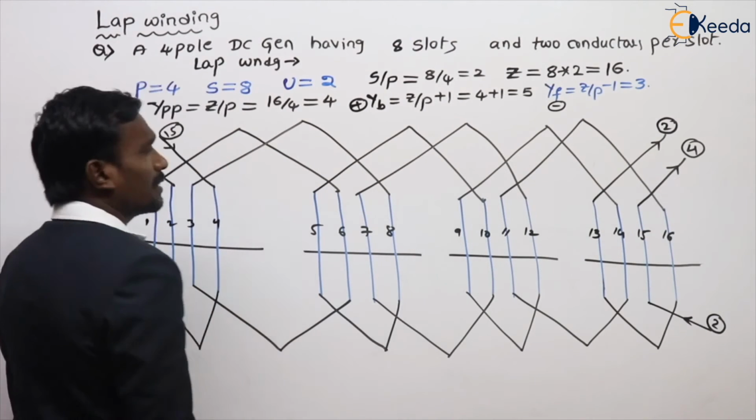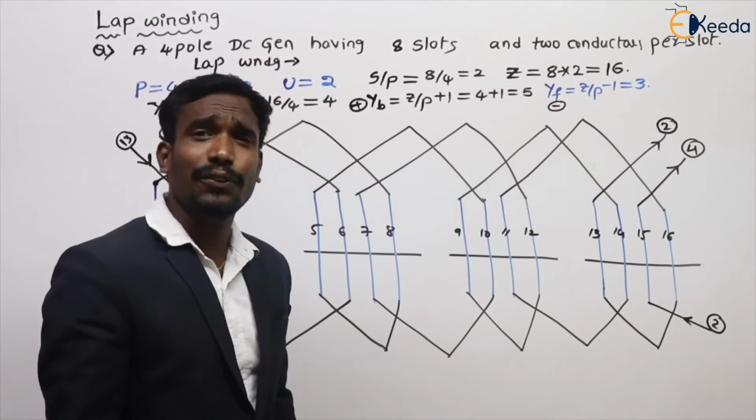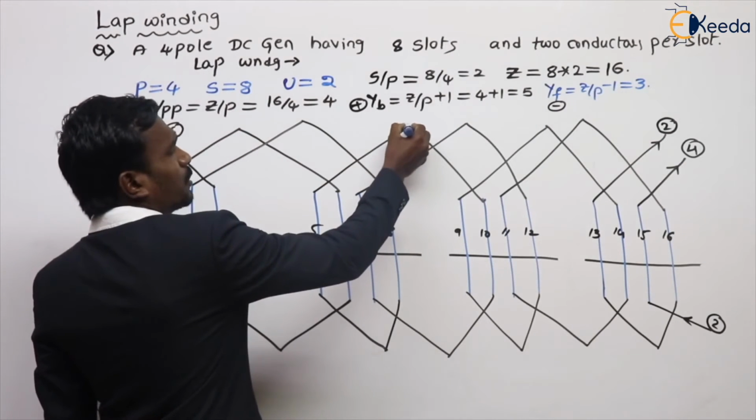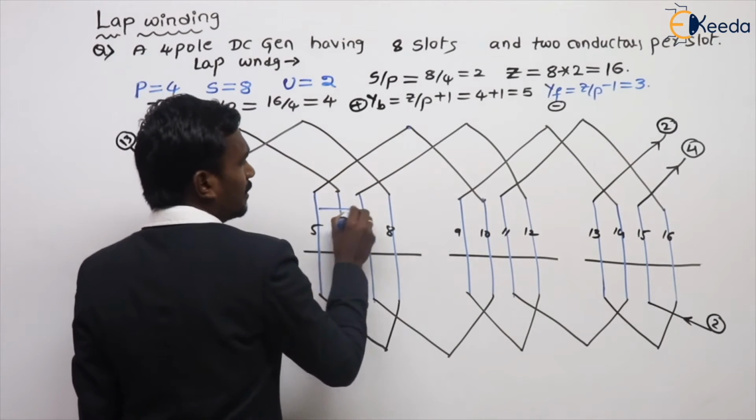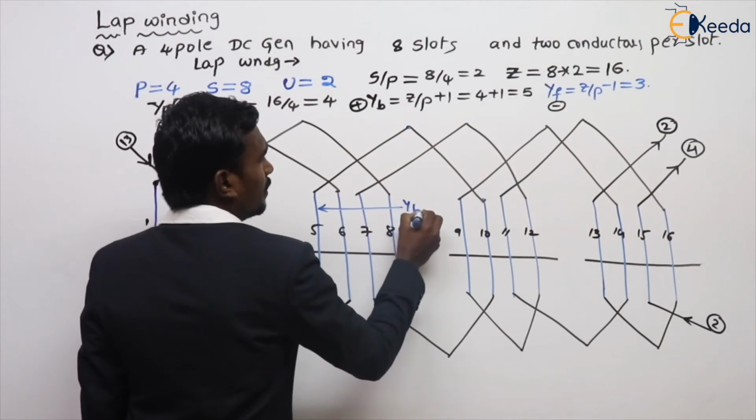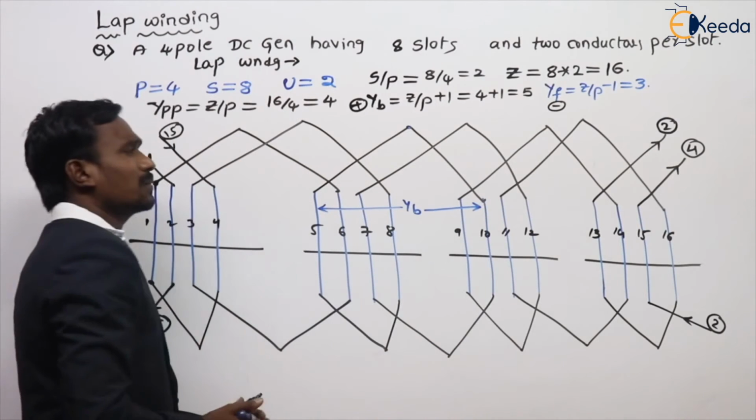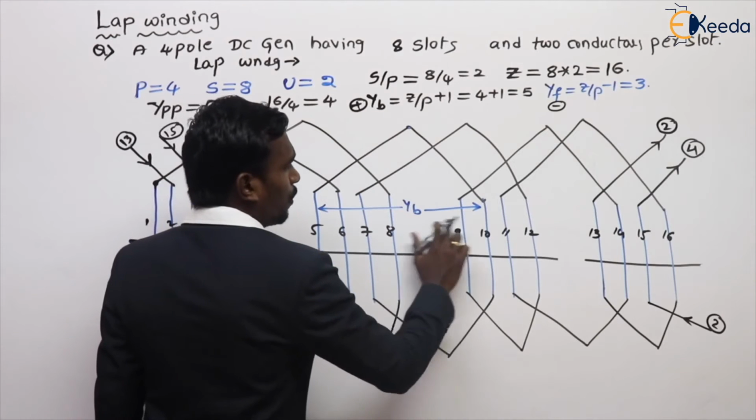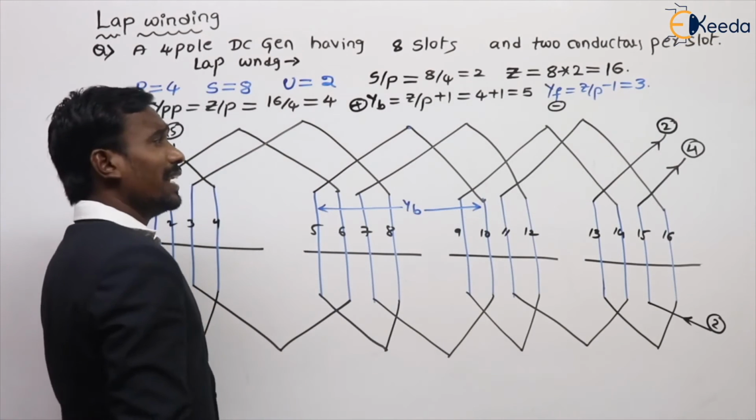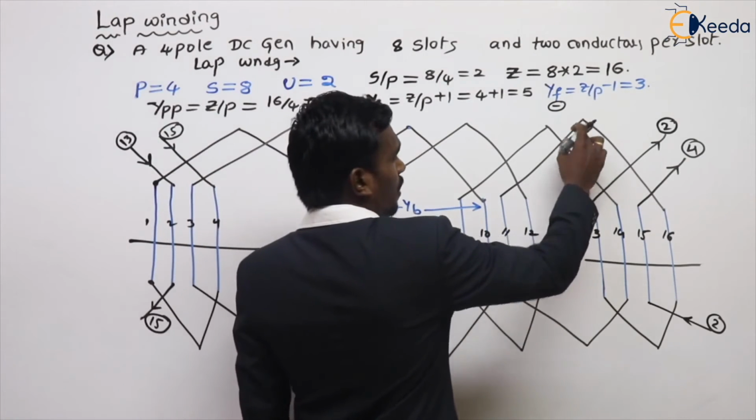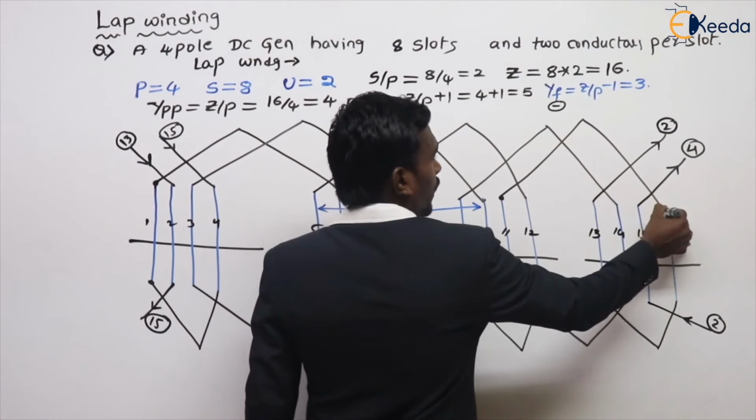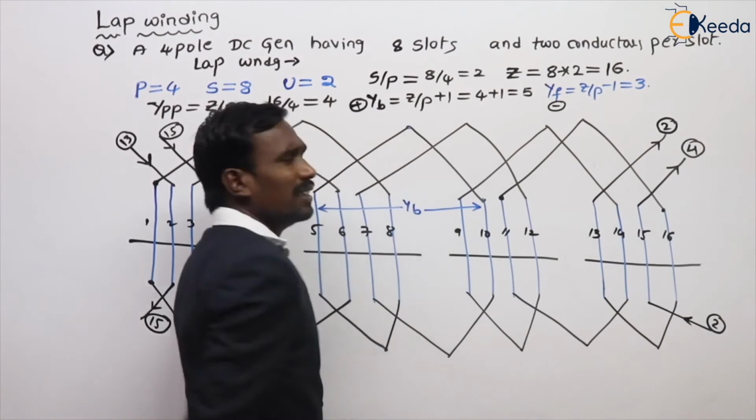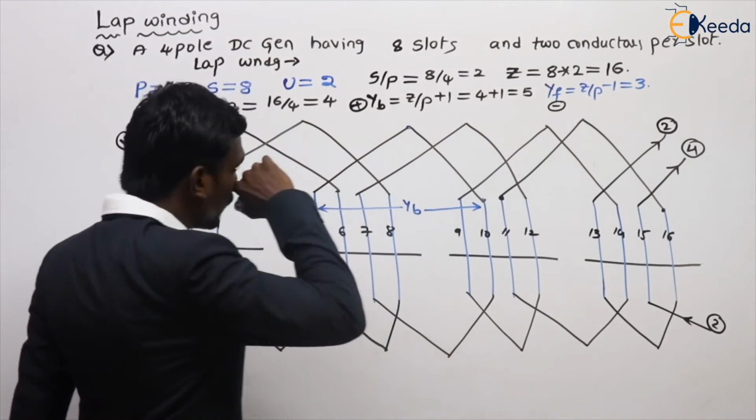Right, see here, what is back pitch? Back pitch is nothing but the distance between two coil sides of a coil. For example, take this coil. What is the distance between two coil sides? This is one coil side and this is one coil side. This is back pitch: 1, 2, 3, 4, 5. So take another coil. Of course, from here to here, 1, 2, 3, 4, 5. That is back pitch.